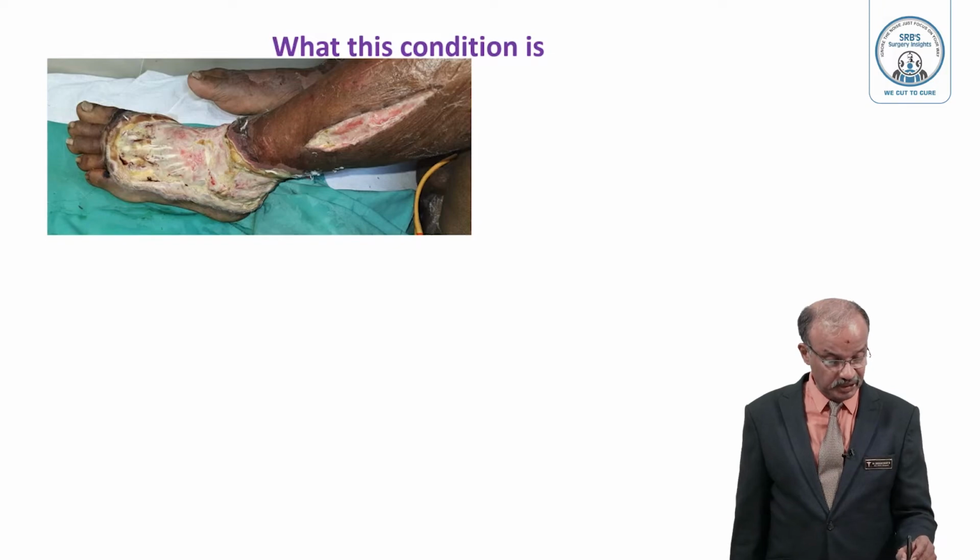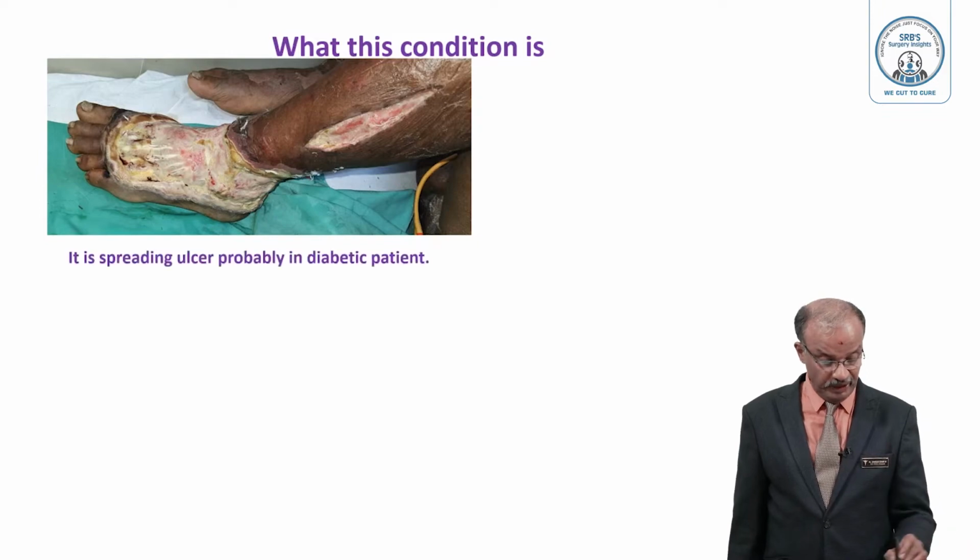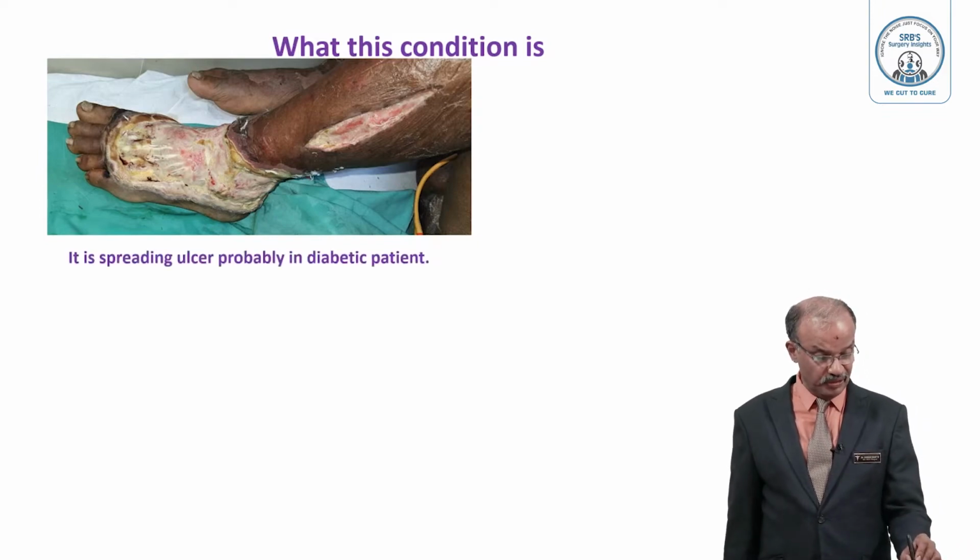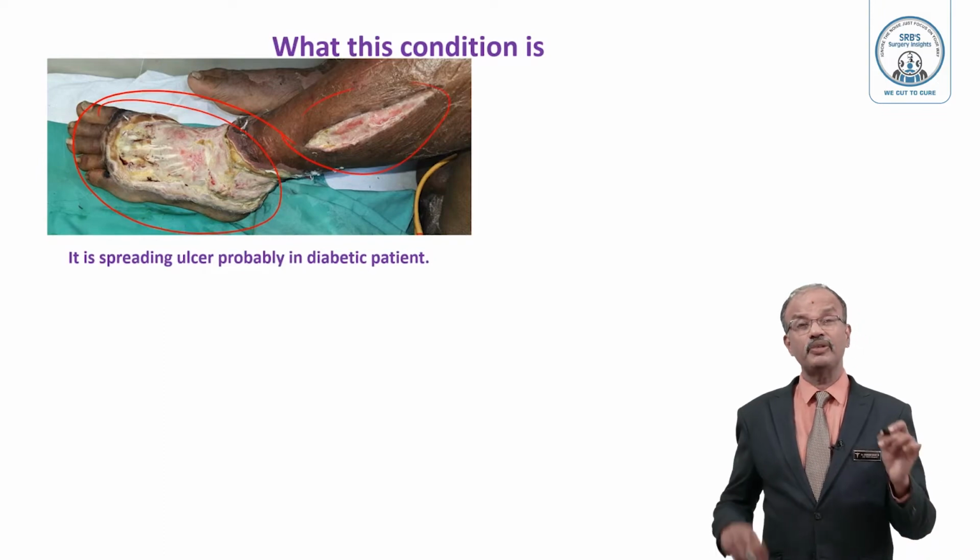And there are no signs of healing at all. Discharge is there. So it is nothing but a spreading ulcer, probably in a diabetic patient. You can see that it is extensive. The entire foot is involved, extending to the leg. There is something here also. So what are the different types of ulcers?